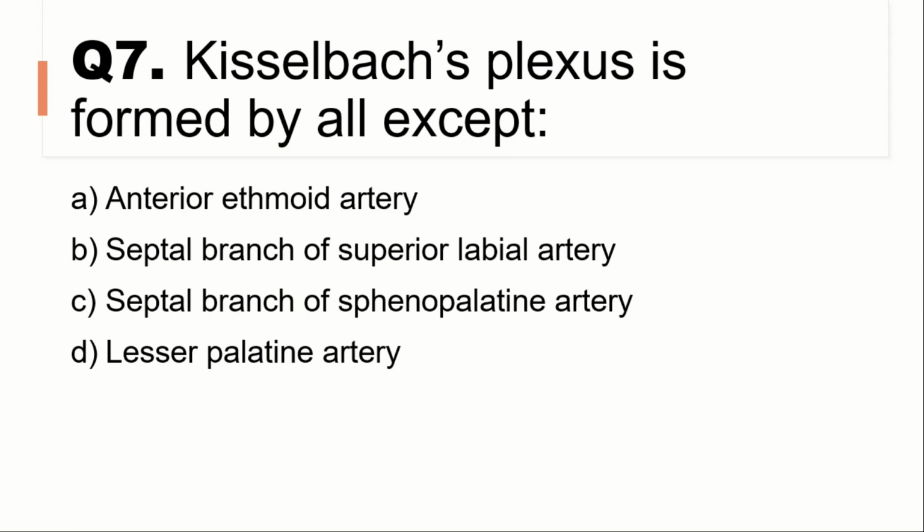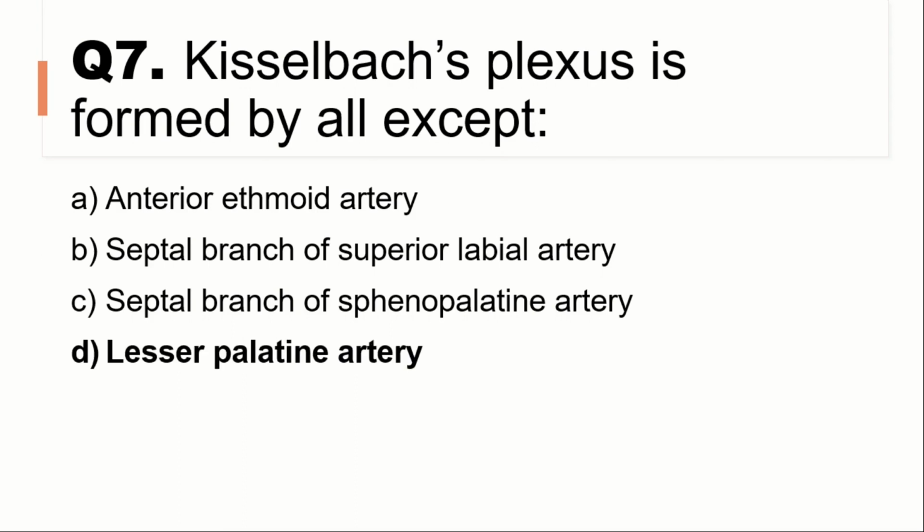Kiesselbach's plexus is formed by all except: Option A, anterior ethmoid artery. Option B, septal branch of superior labial artery. Option C, septal branch of sphenopalatine artery. And option D is lesser palatine artery. So, the correct answer here is option D.